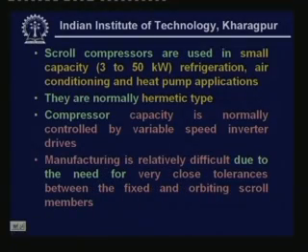Of course, one major problem with this scroll type of compressor is the manufacturing. Manufacturing is relatively difficult due to the need for very close tolerances between the fixed and orbiting scroll members.